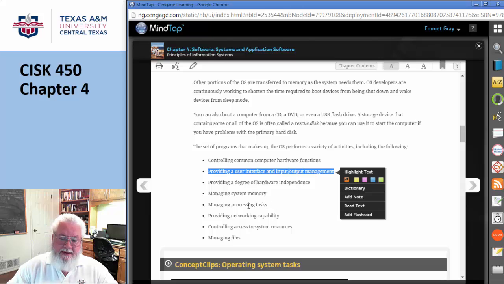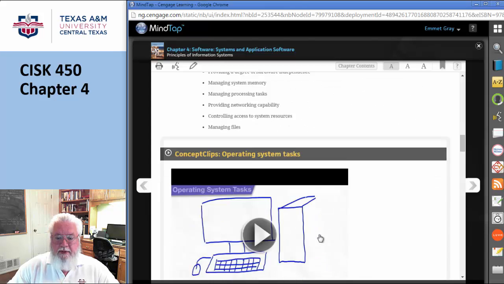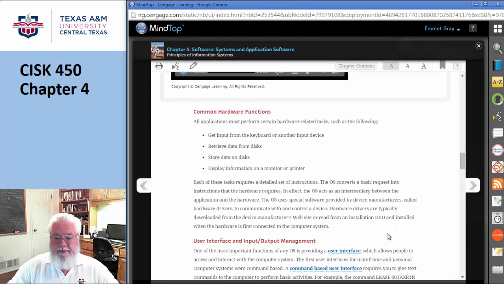Managing memory, managing tasks, providing network capability, controlling access to system resources. This is important. I want my operating system to be able to say, wait a minute, you're not Bob, so therefore you can't see Bob's files. Only Bob can see Bob's files. And then just managing files, copying, deleting, that kind of stuff. So it's pretty straightforward.